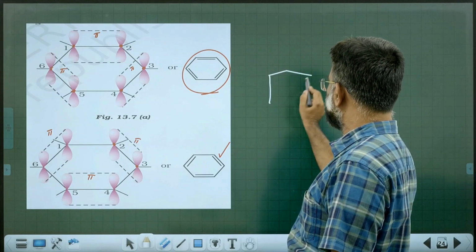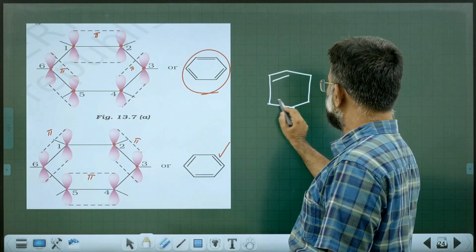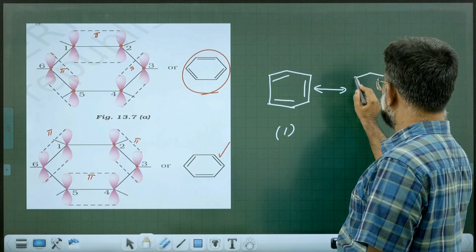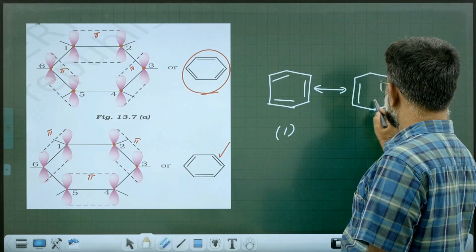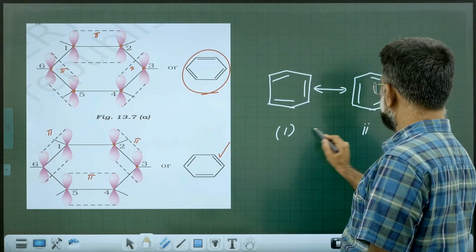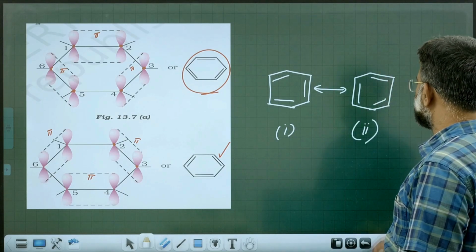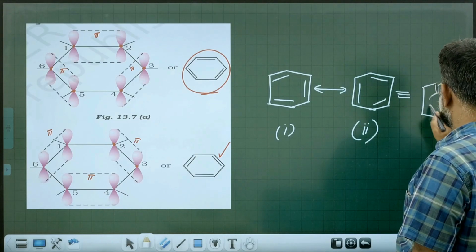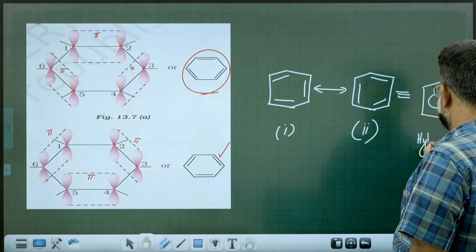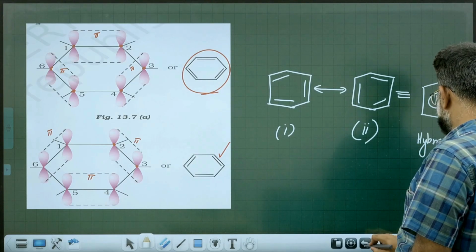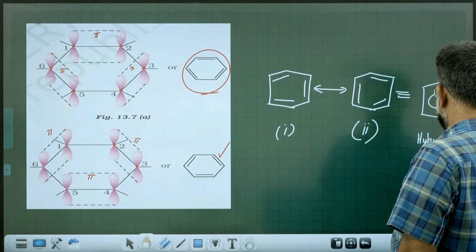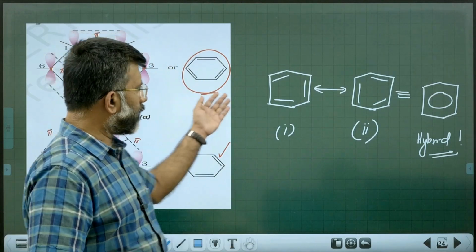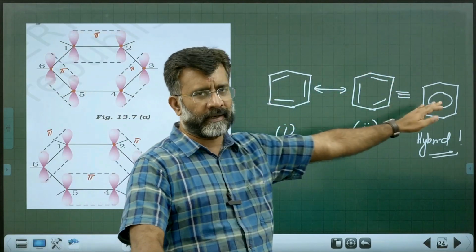All of us are very much familiar with drawing the canonical structures of benzene. One we draw like this, and the other we draw like this. These are the two canonical forms, resonating structures of benzene, and this is the resonance hybrid. Resonance hybrid structure. So which is the real structure? These two are non-real structures, and that is the real structure.